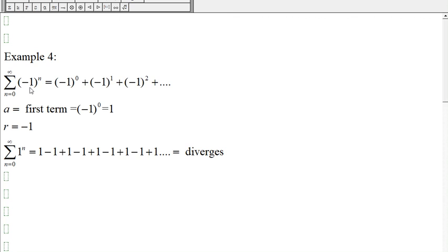Here we have the geometric series with common ratio of negative 1. And so the terms here are 1, negative 1, 1, and then the next term is negative 1. If we add the first two terms together, we get 0. At the next term, we get 1. At the next term, we get 0. At the next term, we get 1. At the next term, we get 0. And so the infinite series here is just going to oscillate between 1, 0, 1, 0, 1, 0. And so we say that it diverges. It's not converging to any real number.